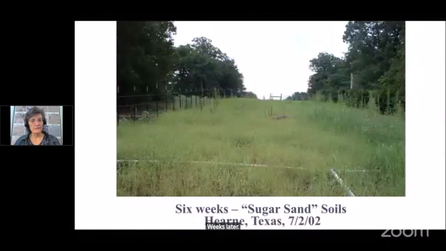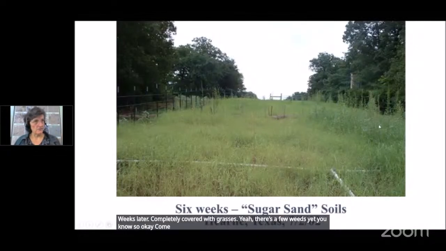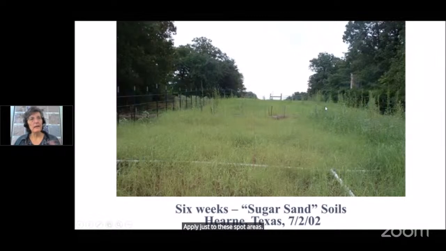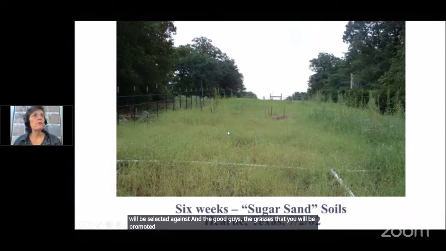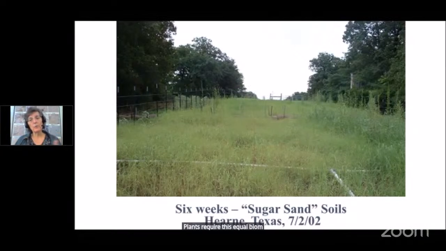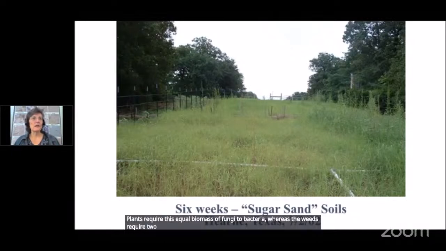Completely covered with grasses. Yeah, there's a few weeds. So okay, come out with your biology. Apply just to these spot areas where you've got weeds growing, and the weeds will be selected against, and the good guys, the grasses that you want, will be promoted. They will be selected for, because the really highly productive plants require this equal biomass of fungi to bacteria, whereas the weeds require 2 times more bacteria than fungi, or a fungal to bacterial ratio of about 0.5.